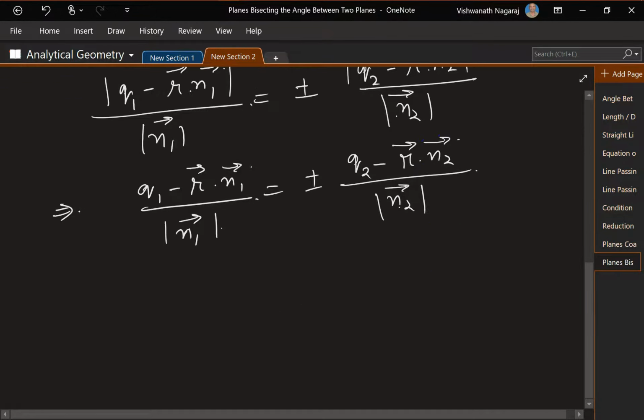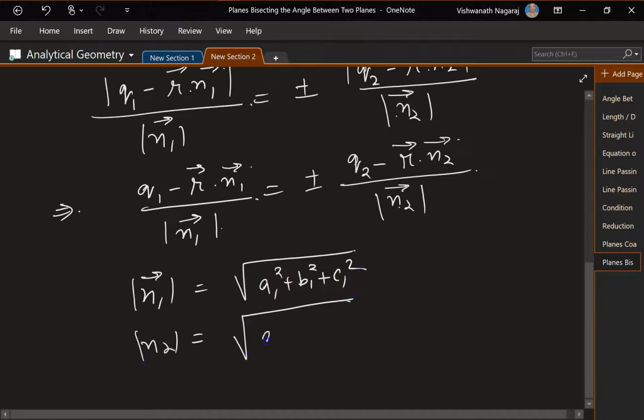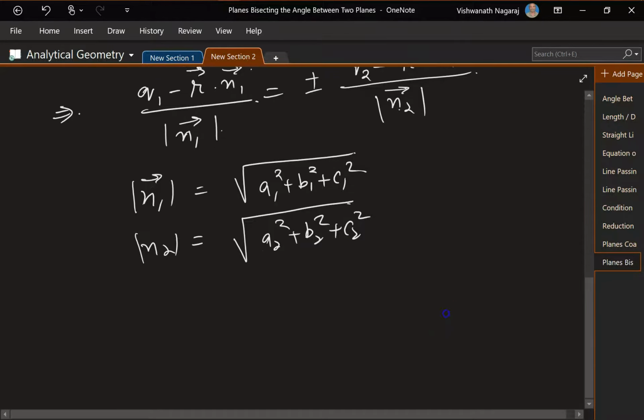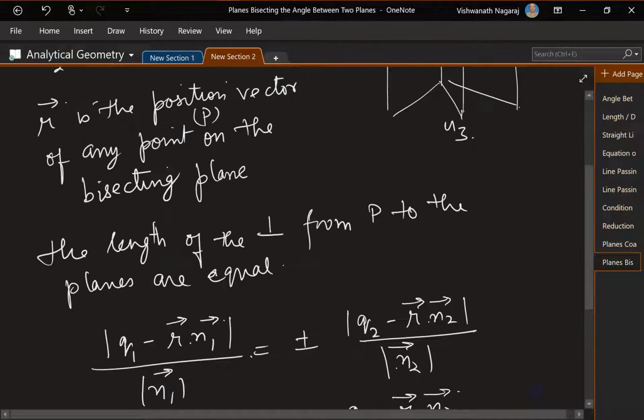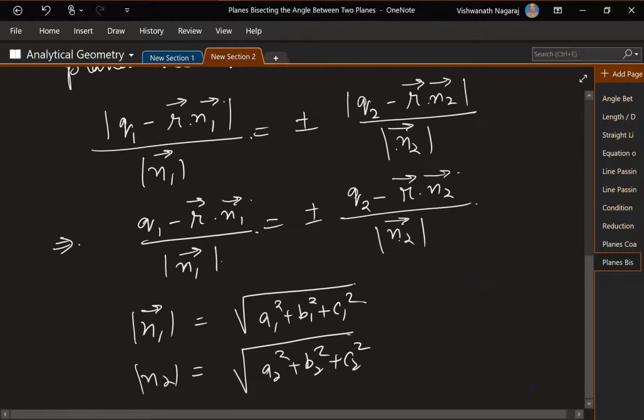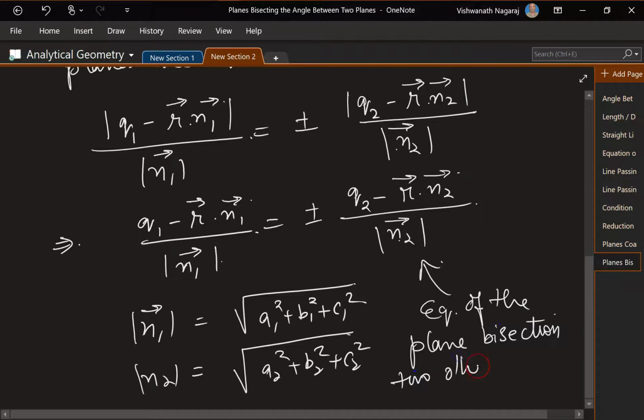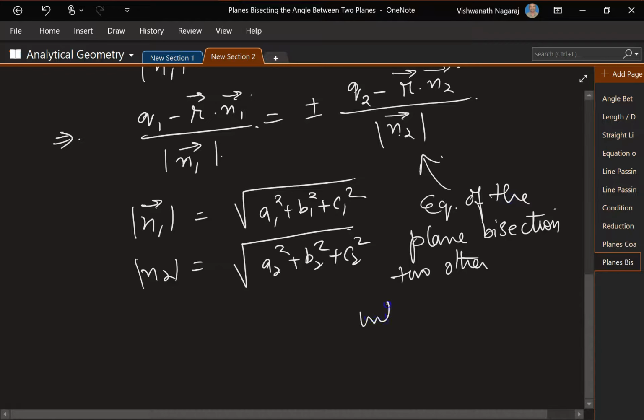Now here remember, magnitude of n1 is going to be square root of a1 square plus b1 square plus c1 square, right? And magnitude of n2 would be square root of a2 square plus b2 square plus c2 square. But in vector form we write it as magnitude of n1 and magnitude of n2. So this is the equation of the plane bisecting two other intersecting planes. Remember, this is very important.